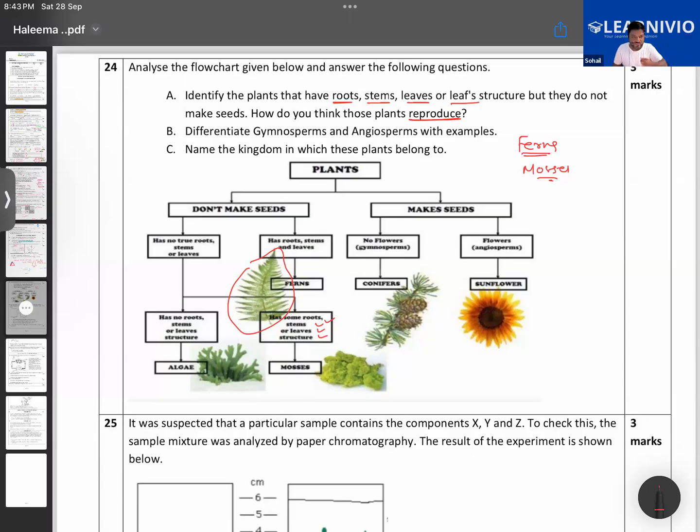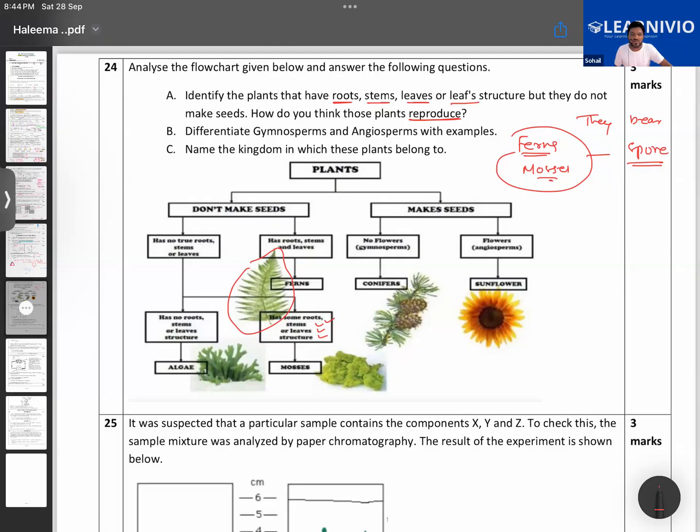How do they reproduce? They bear spores. So what are spores? Spores are very tiny structures which help in the reproduction of the plant. From those spores, new ferns or new mosses will grow. Hope that clears the question. So they reproduce without the help of seeds, but they depend upon the spores.